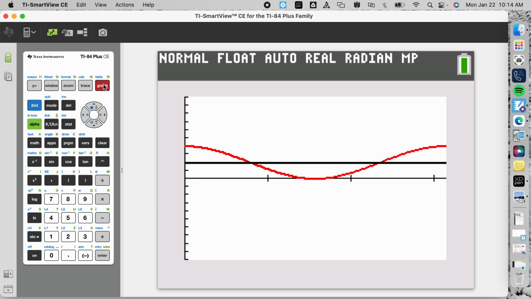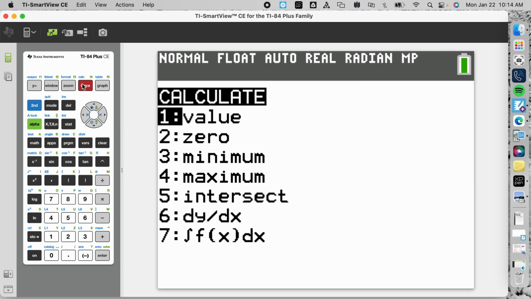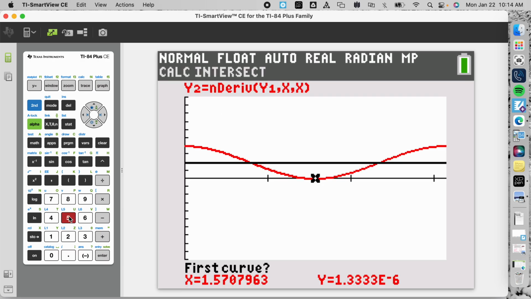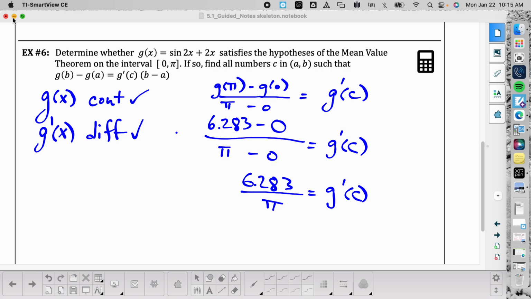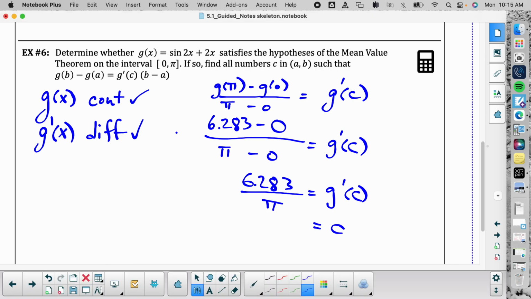So I'm going to go to the intersection feature under calc. And it looks like there's two intersections. First curve, red. Second curve, black. Guess. I'm going to go to that first intersection spot, which is probably pi thirds, but we'll find out. Nope, not pi thirds. 0.785. Sounds good. C equals 0.785, and one more answer.